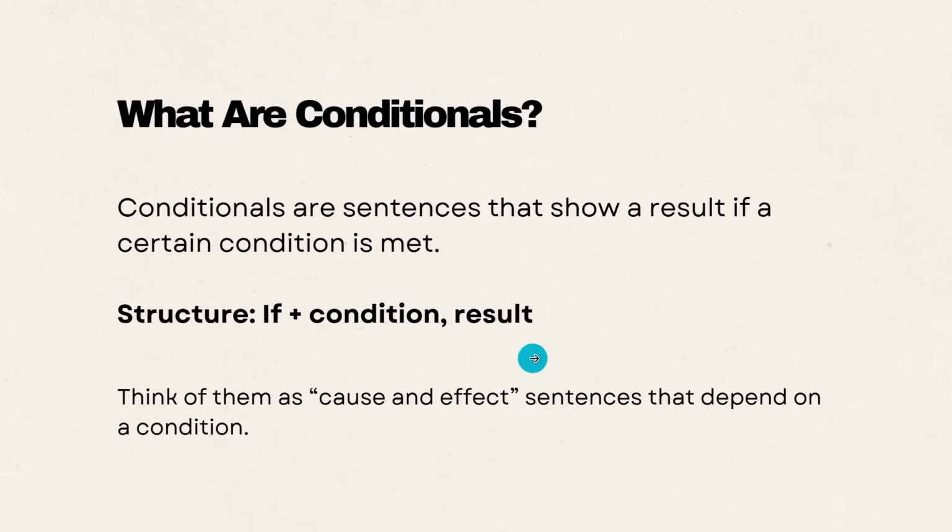But here's the important part. Depending on the type of condition, the meaning changes. Sometimes it shows a fact, sometimes a real possibility, and other times just an imaginary or even regretful situation. That's what we are going to explore in this lesson.